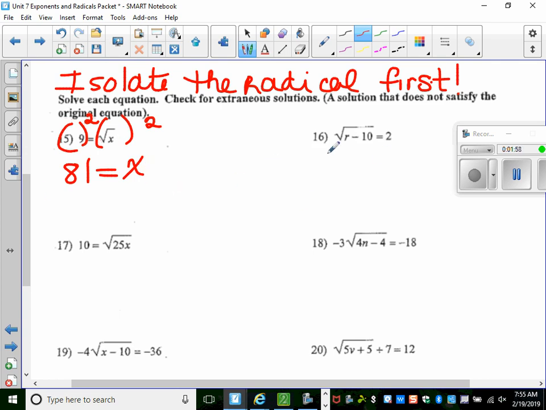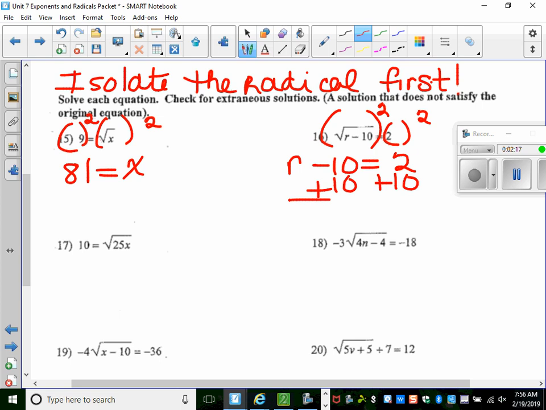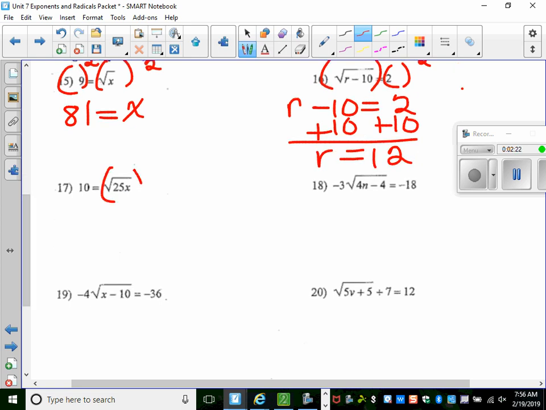You're finished. Over here I'm going to do the same thing. It's already isolated, so I can square both sides. Again, squaring both sides drops that radical, and now you have just a simple one-step equation. Add 10 to both sides, and you're done. It's not a hard concept at all. Same thing here. Square both sides. It's already isolated, so you can start with just squaring. 10 squared is 100. This just drops the radical, and then you solve it from there.